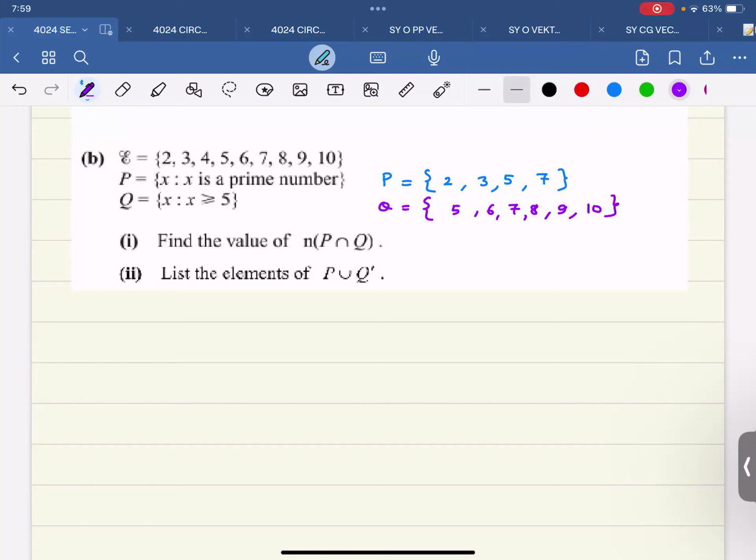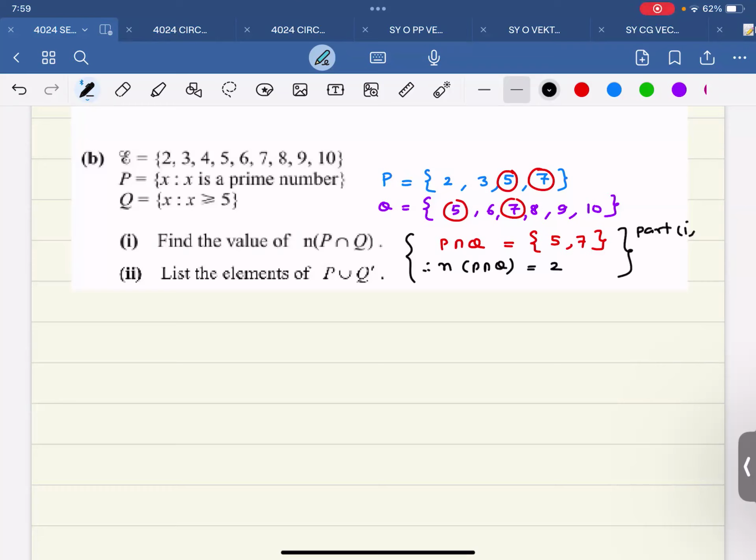Okay, find the number of elements in P intersection Q. P intersection Q, what's common? I see a 5, I see a 7, and that's it. So P intersection Q is 5 and 7. Therefore, the number of elements in P intersection Q is 2. There are 2 elements in it. So this is the working for part 1.